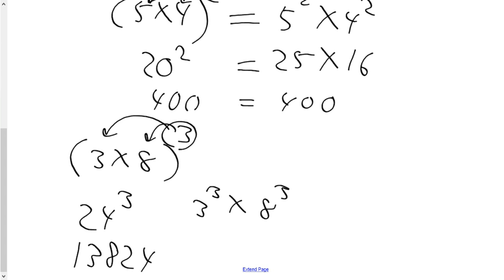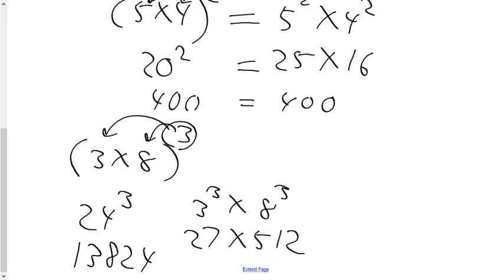Does anyone know off the top of the head what 3 cubed is? Anybody? 27, good. Now, does anyone know what 8 cubed is? 8 times 8 is 64. 64 times 8, is that 512? Anybody? 512. Now, there's only a couple people in this room that know what 27 times 512 is.